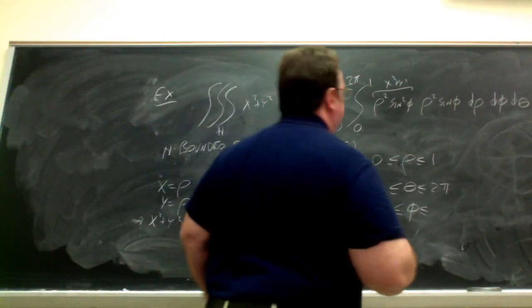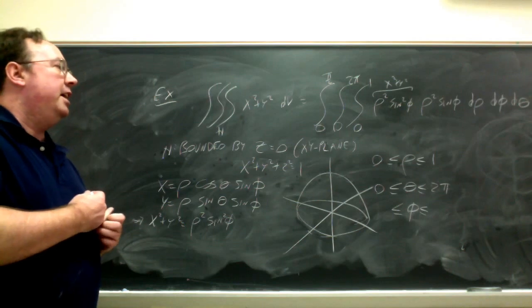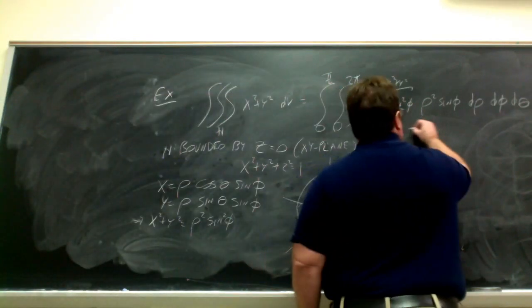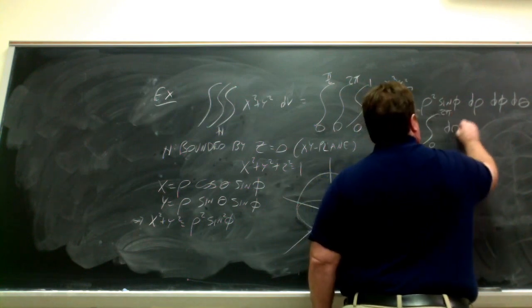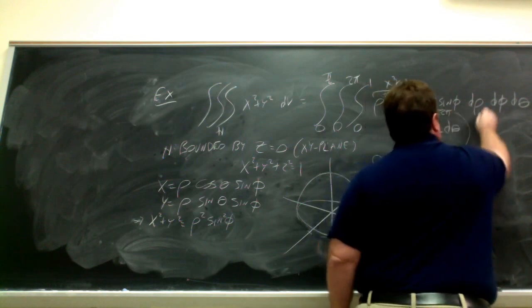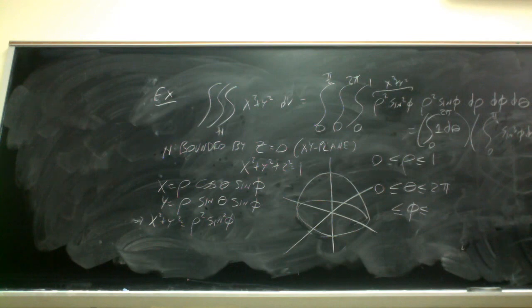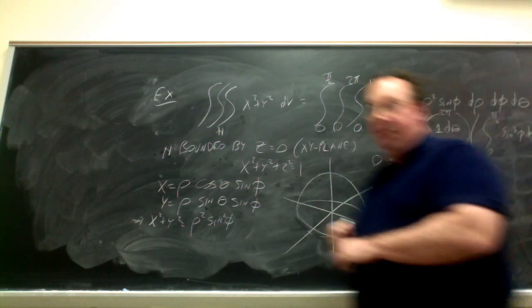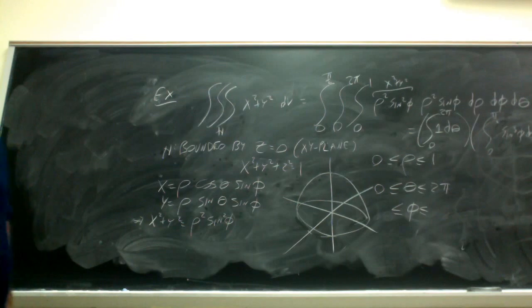Because this integrand is a product of a function of rho times a function of phi, and there is no theta, you can write this as a product of 3 integrals. So the integral of 1 d theta, and then the integral of sine cubed phi d phi, and then the integral 0 to 1 of rho to the 4th d rho. So you can break it up like that, and now you have 3 single integrals to do.